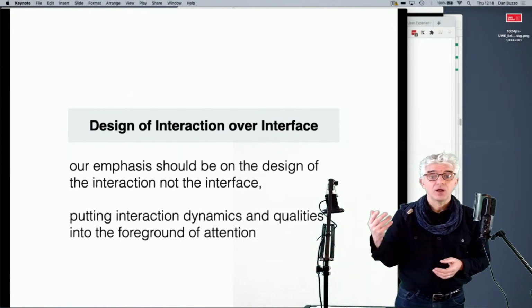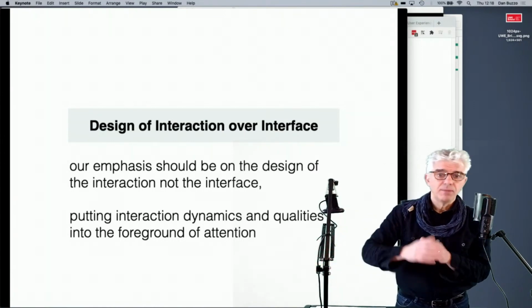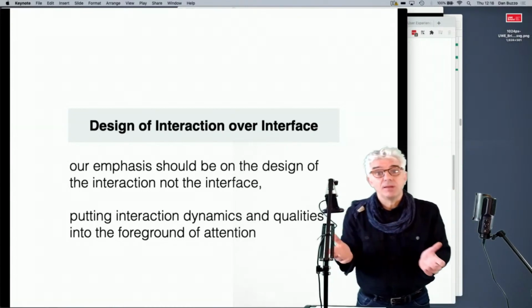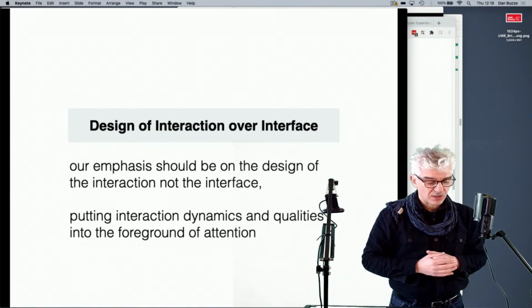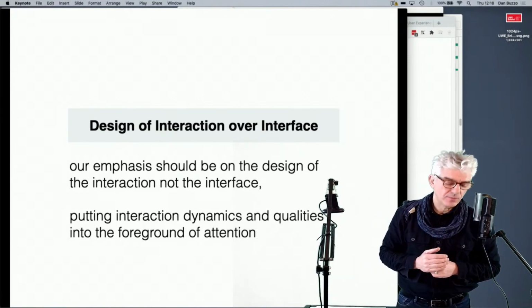That interface may be speech. It may be drawing. It may be gestural. It may be physical. It may be screen-based. It may be textually based. But that is dictated by the interaction design. And that's a really fundamental point to remember.